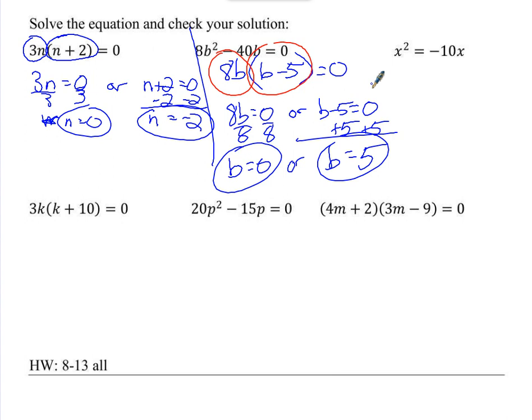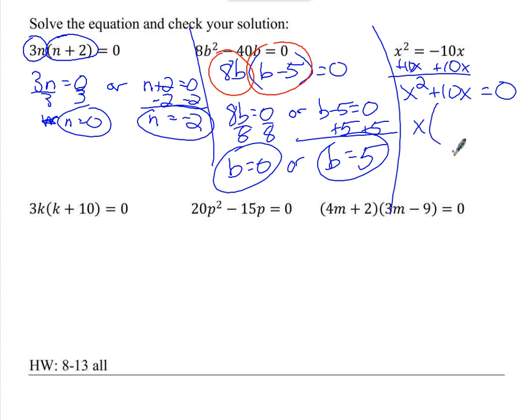So what could I do? We're never going to divide. We're just going to move. Plus 10x to both sides. And now I have x squared plus 10x equals 0. So now this problem looks just like this problem. What should we do here? Factor. Factor out a GCF. What do we have for a GCF? x times x plus 10 equals 0.